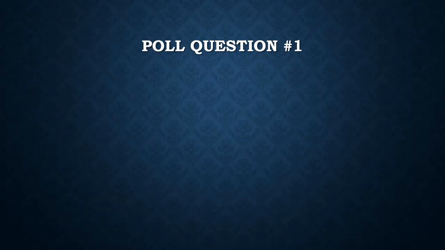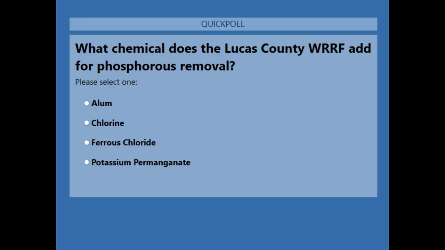And now we have poll question number one. All right. For your first poll, your question is, what chemical does the Lucas County WRRF add for phosphorus removal? Your options are alum chloride, ferrous chloride, or potassium permanganate.